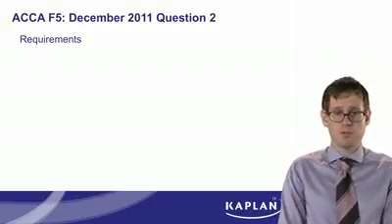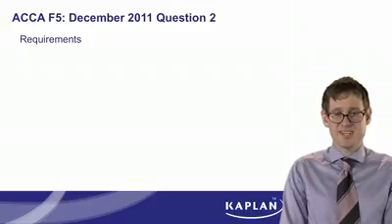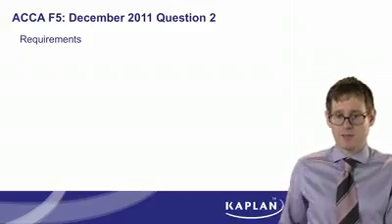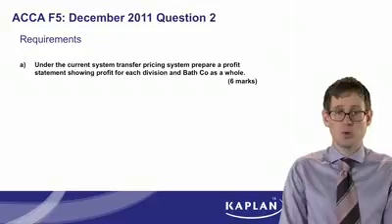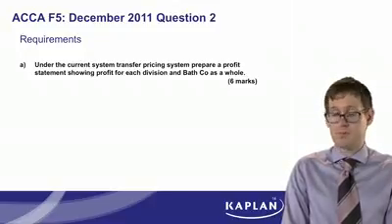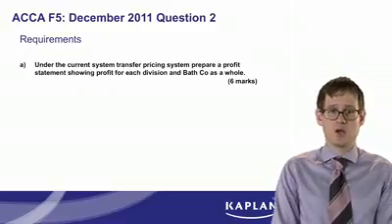Once we've done our diagram, we can then revisit our requirements. Firstly, let's look at requirement A, where we need to show under the current system what the profit is for each of the divisions and the company as a whole.